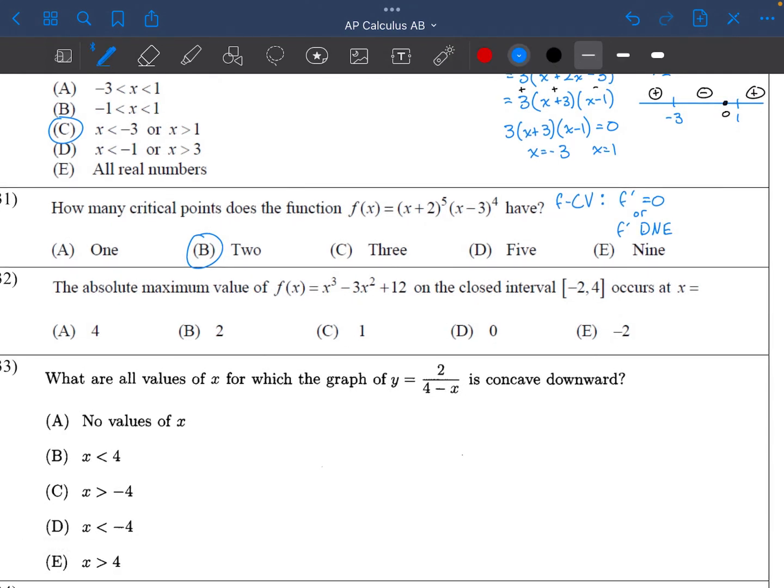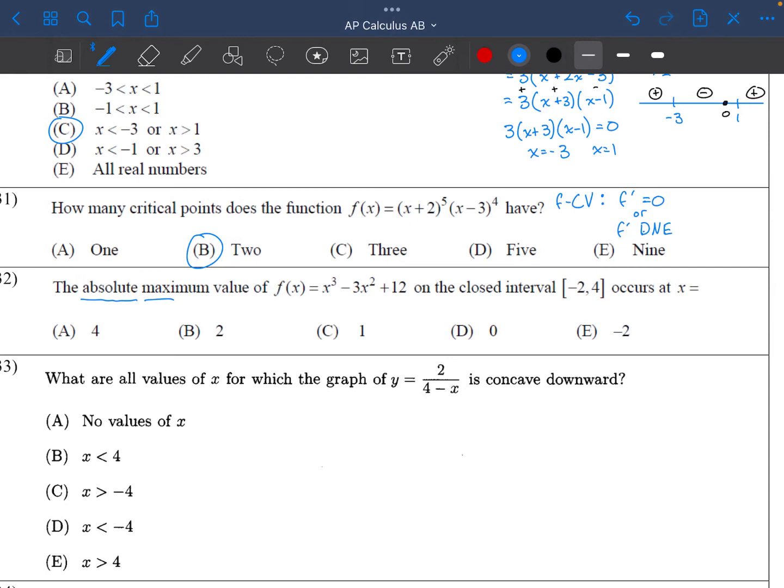The reason it's so tricky is because it's asking for the absolute max. If I was asking for the relative max, then we could just use the definition of relative max. Absolute maximum means we have to make a table. There are two ways of going about this.